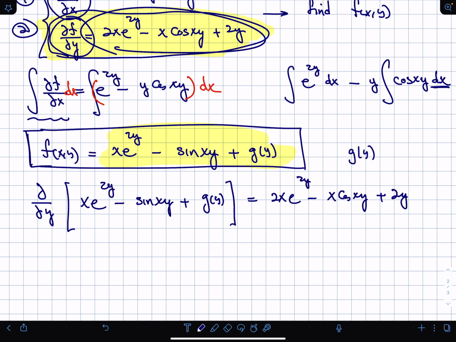Well, let's see. Taking the derivative of the first one, x is a constant, comes out. Derivative of e to the 2y is 2e to the 2y, so it's 2x e to the 2y minus, now the derivative of sine of xy with respect to y is cosine of xy, and since I'm differentiating with respect to y, x is a constant, so I get x cosine of xy, plus the derivative of g of y with respect to y is just g prime of y, and that has to, again, equal this.